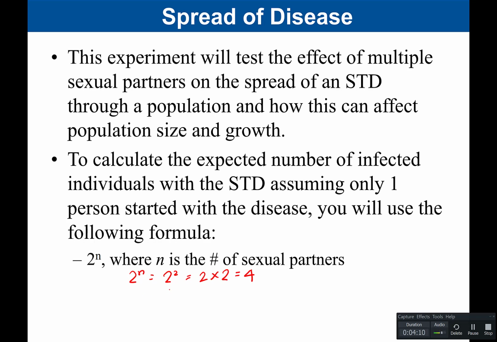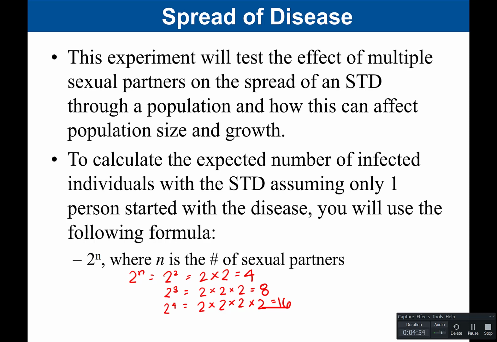Now, let's say that we have 3 contacts. 2 to the 3rd power is 2 times 2 times 2, so we would expect that 8 individuals would end up with the disease. If we have 4 contacts, 2 times 2 times 2 times 2, we would expect that 16 people would end up with the disease. In a minute, I'm going to show you a simulation so that you can see how this spreads through a population, and you can see that these would be your expected numbers.